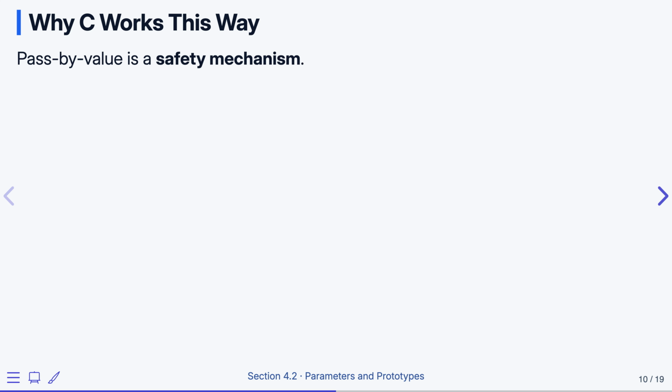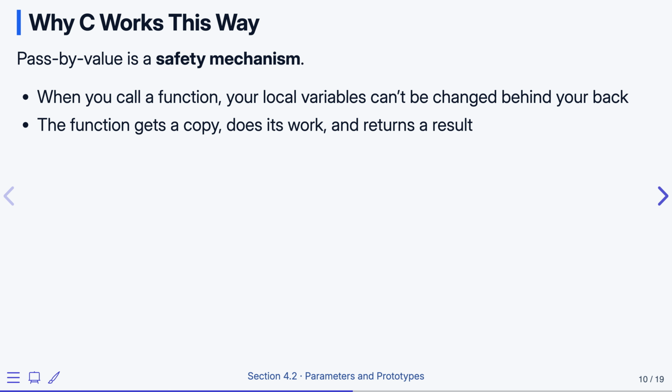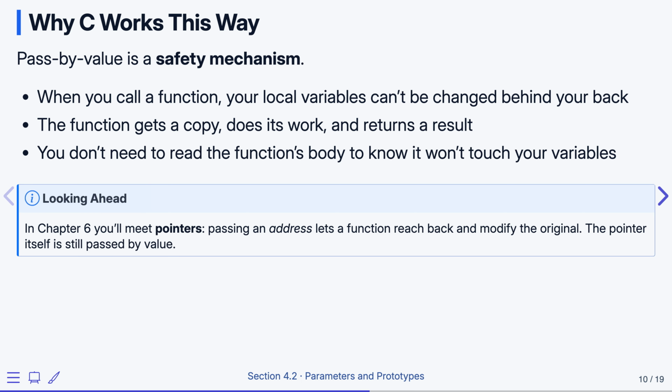Why does C work this way? Pass by value is a safety mechanism. When you call a function, your local variables cannot be changed behind your back. The function gets a copy, does its work, and returns a result. You do not need to read the function's body to know it will not touch your variables. Looking ahead, in Chapter 6 you will meet pointers. Passing an address lets a function reach back and modify the original, but the pointer itself is still passed by value. That is not an exception to the rule.